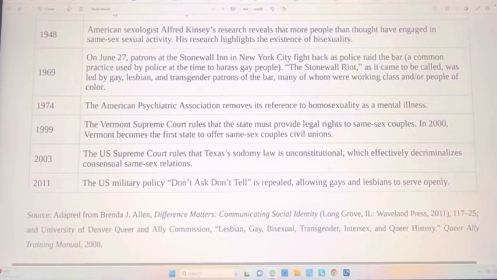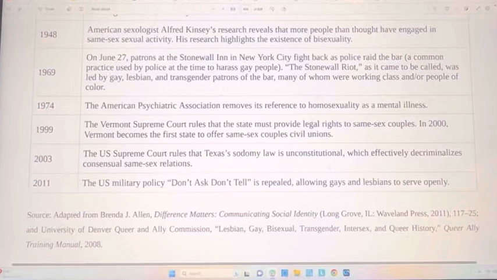1969, on June 27th, patrons at the Stonewall Inn in New York City fight back as police raid the bar, a common practice used by police at the time to harass gay people. And the Stonewall riot, as it came to be called, was led by gay, lesbian, and transgender patrons of the bar, many of whom were working class and/or people of color.